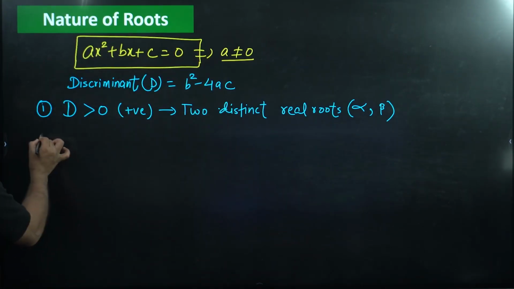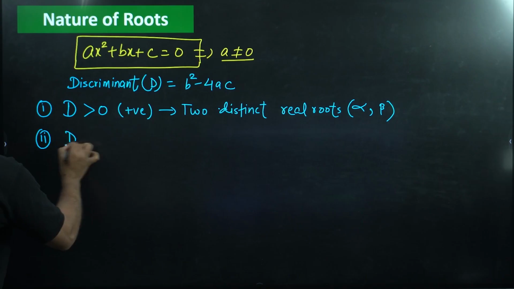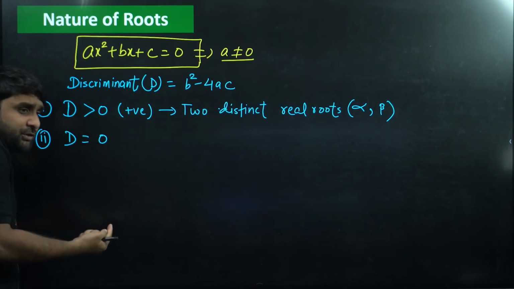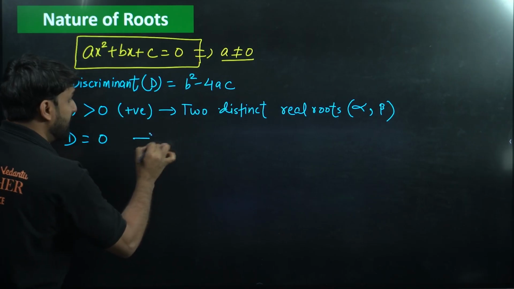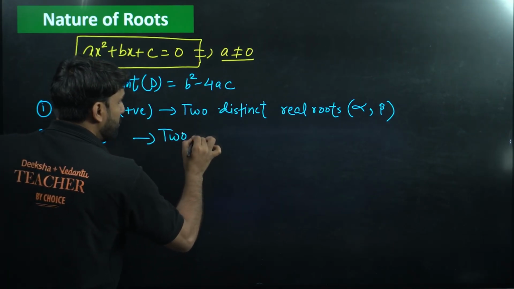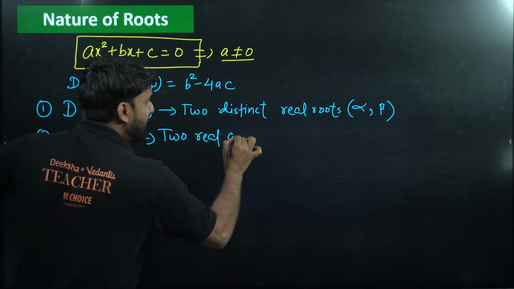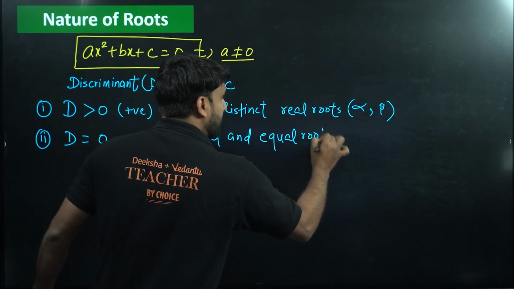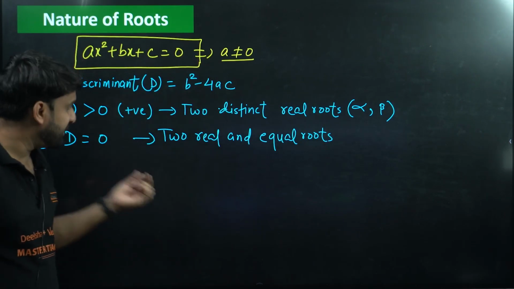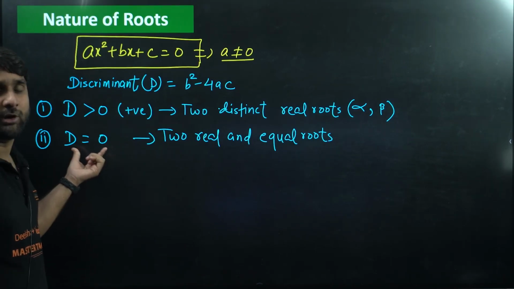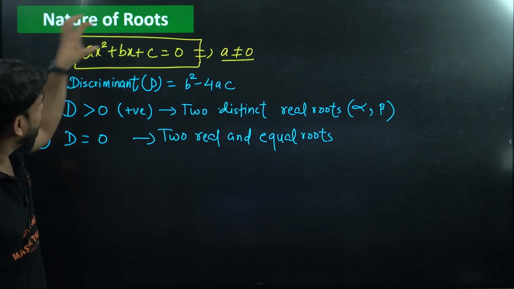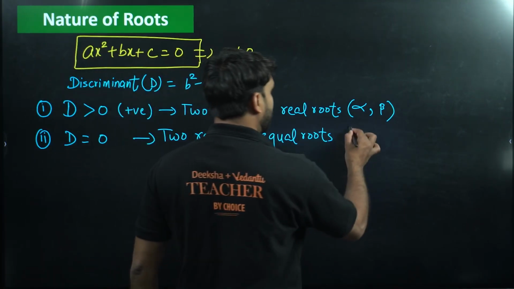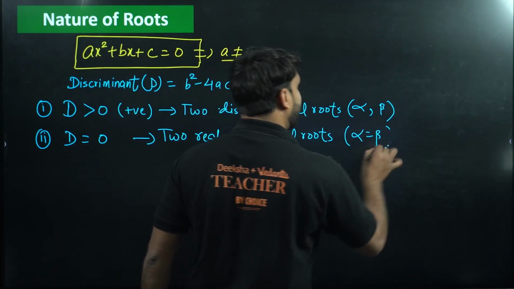Now moving to the second possibility. If D came as equal to 0, it implies that there will be two real and equal roots. My dear, this is very important. The most frequently asked question of this particular topic comes up. When a question comes from this topic, this is the most asked case. Two real and equal roots, and we can say alpha and beta both will be equal to each other.